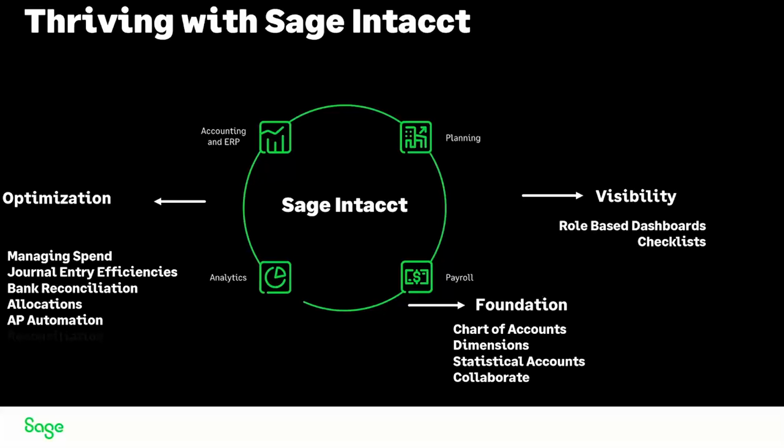Allocations, I touched on that, something that you do at the end of the month. We actually have two different ways of doing allocations in Sage Intacct. One is the dynamic allocations that we do at the end of the month. The other is what we call transaction allocations, which is done at the time that we enter the transaction. So those allocations are important, something that you're probably doing through a journal entry and you're doing them manually.